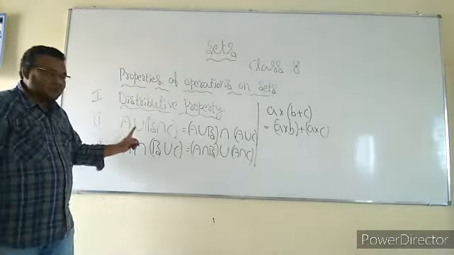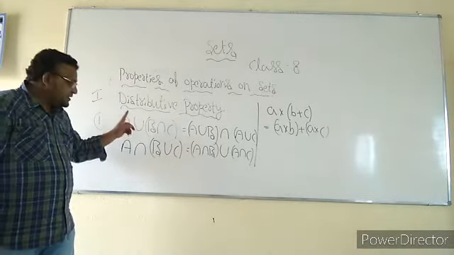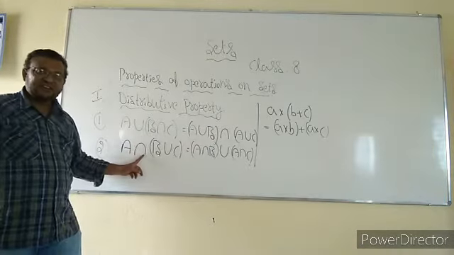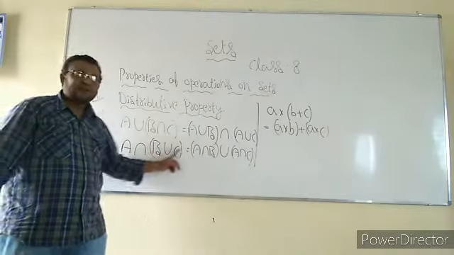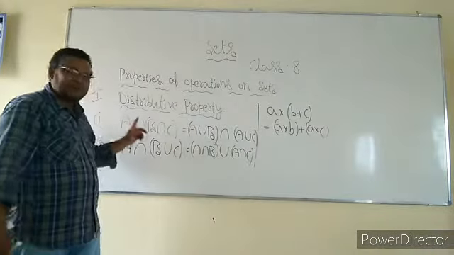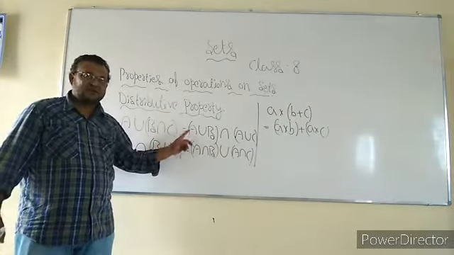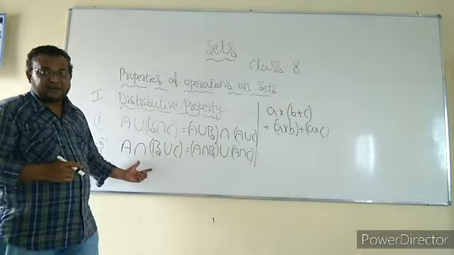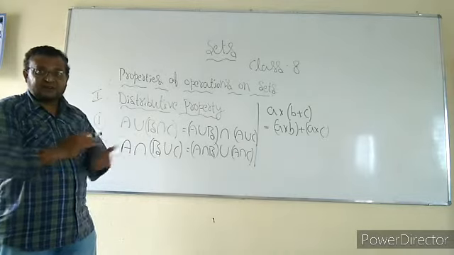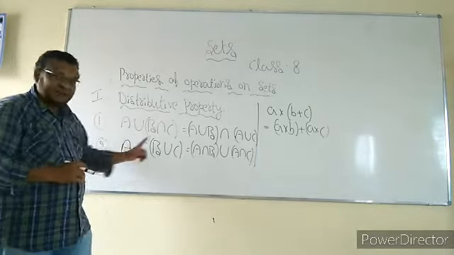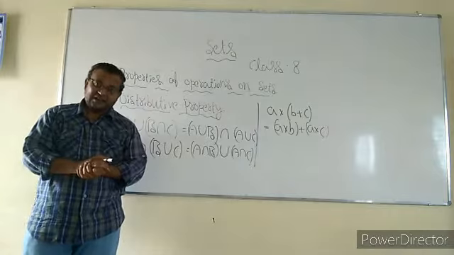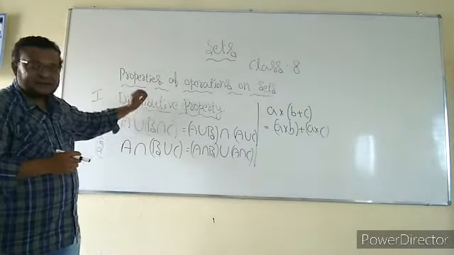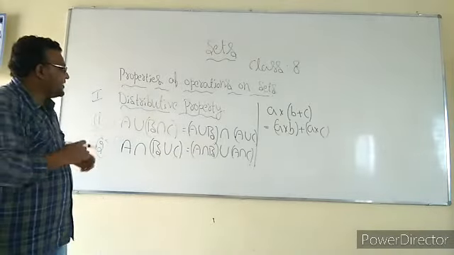The first, union is distributive over intersection. Intersection is distributive over union. That means A union (B intersection C) is equal to (A union B) intersection (A union C). And the second one is A intersection (B union C) is equal to (A intersection B) union (A intersection C). So these two properties come under distributive. These things we have to remember.